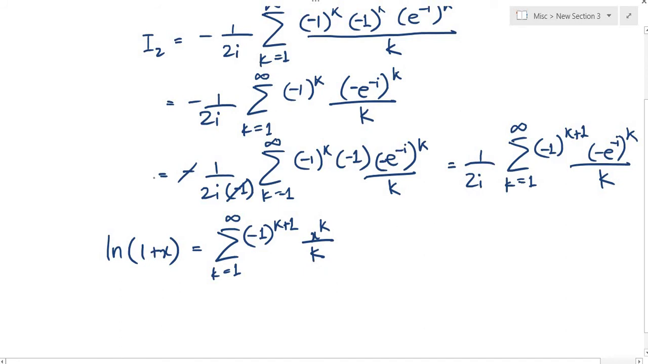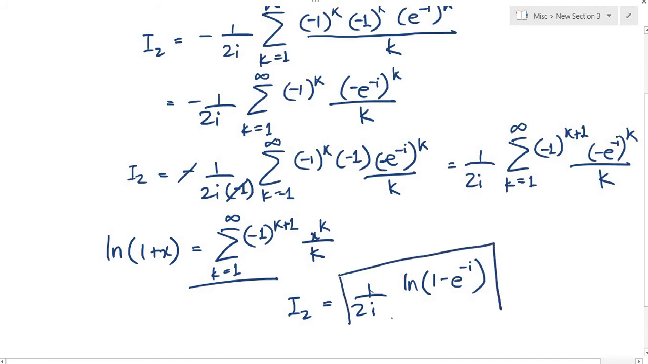So now we can write our I2 according to this formula here as 1 over 2i as it is, and instead of this entire term we can now write a natural log of, well, what was raised. Negative e raised to negative i was raised, right? So 1 plus negative e to the negative i, so 1 minus e to the negative i. So, well, great, we found our value of I2.